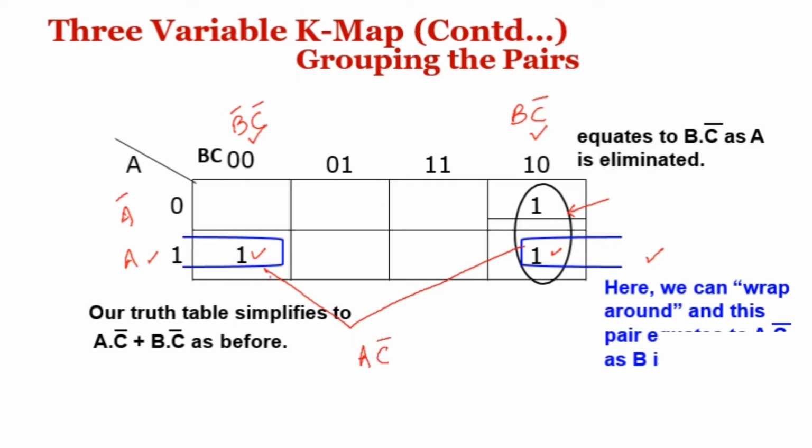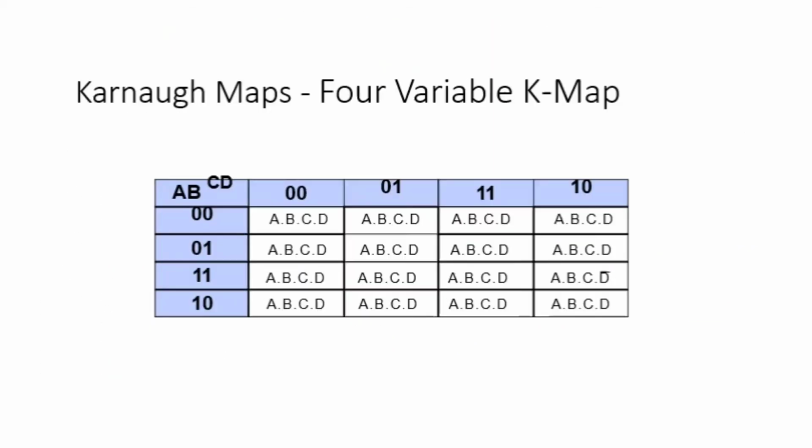So this is my answer from this group from the extreme edges. From this vertical group I can simply check that there is nothing common from the rows, but the column is giving me the common term B C bar. If I add these two terms, I will get the minimized answer. So this is the 3 variable K-map, and similarly the 4 variable K-map is shown here.